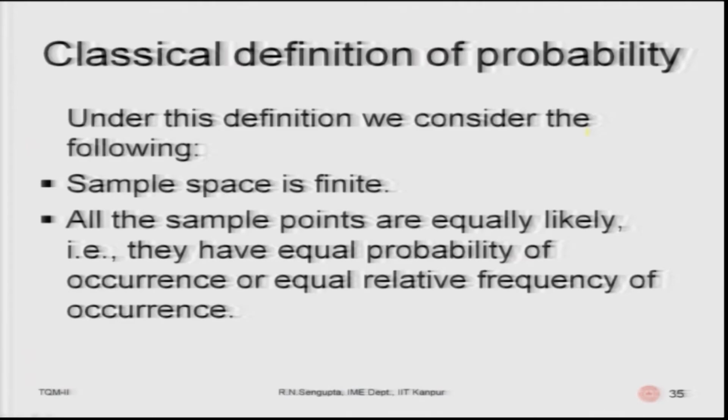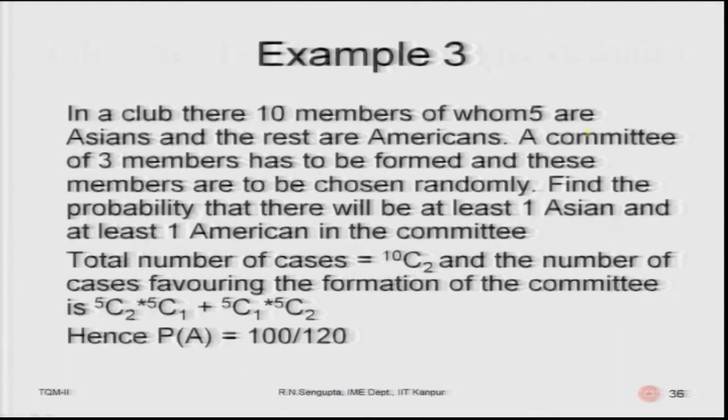So, the classical definition of probability says that under this definition we consider the following: the sample space is finite, and all sample points are equally likely, that is, they have equal probabilities of occurrence or equal relative frequency of occurrence, and based on that we define the problems.